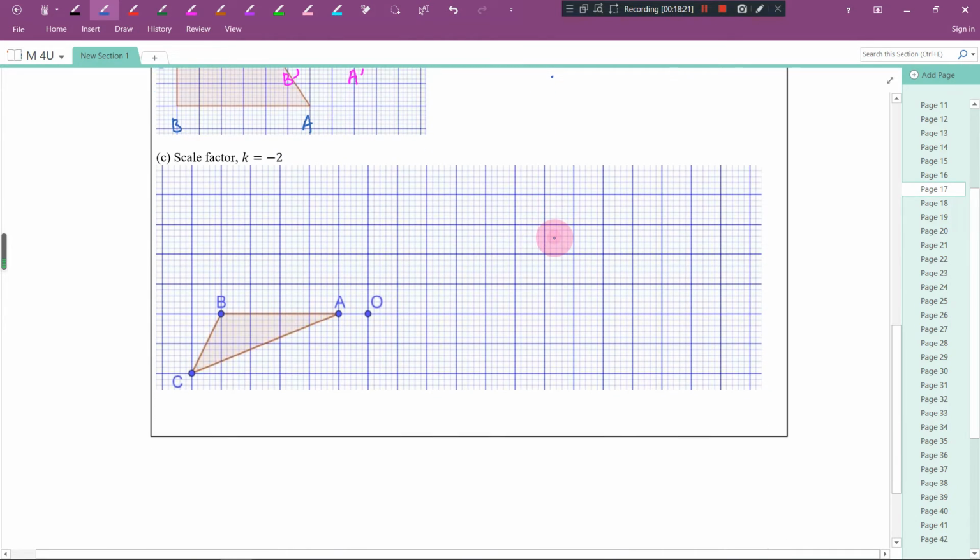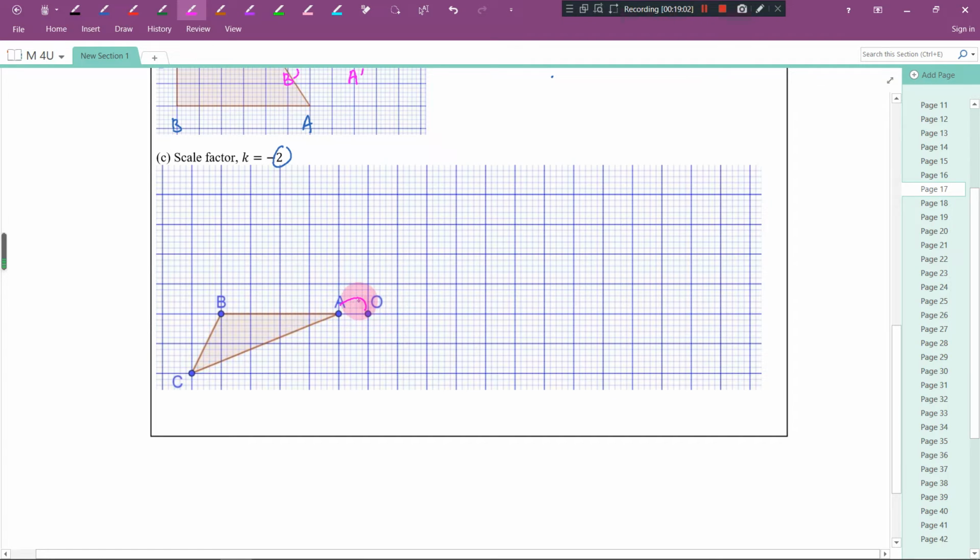Now let's go to the last one, part C. You will notice that this time the scale factor given here is slightly different because we have a negative sign. When you see a negative sign, you know that the object and the image will be on the opposite side. So you just need to be more careful. And because of the 2 here, you know that the object will actually enlarge 2 times, become 2 times of this side. Okay, so how to draw the image? The same thing, but this time we go the opposite way.